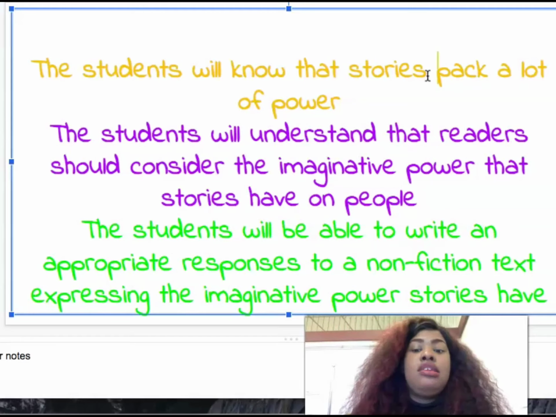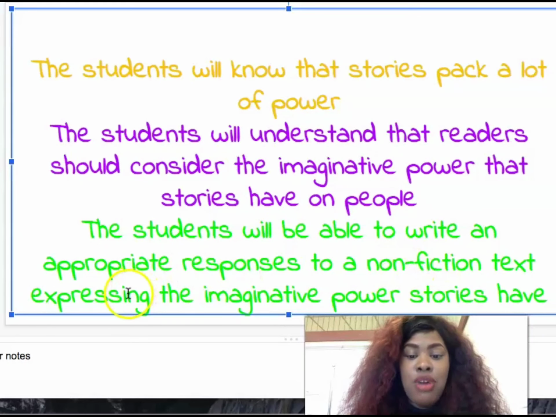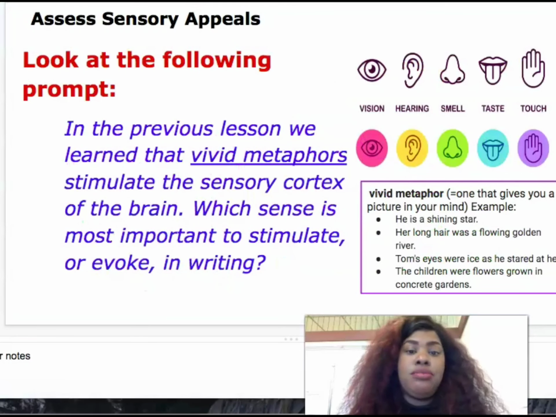So, today's learning goals: at the end of this module, you will know that stories pack a lot of power. You will also understand that as readers, you should consider the imaginative power that stories have on people. And at the end of this module or lesson, you will be able to write an appropriate response to a nonfiction text expressing the imaginative power stories have. So let's go ahead and get started with our lesson.